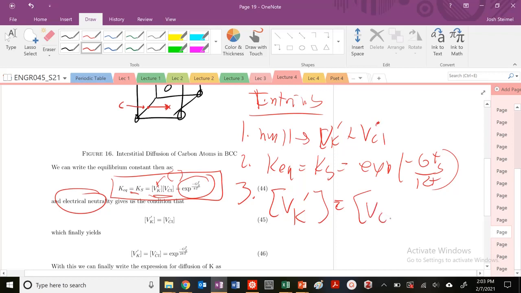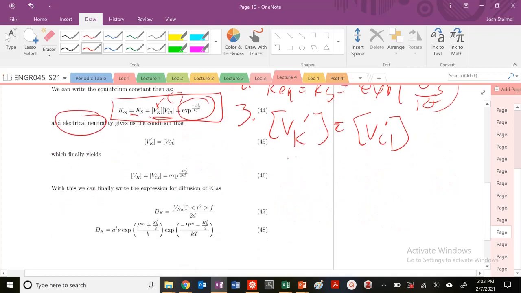We're going to do another example where it's going to be a little bit different, but all this is saying is that to be charge neutral, I can't have this being more than this. Otherwise, I'm going to have a net negative charge. So to be charge neutral, I need these concentrations to be equal. So again, you could then yield the concentration of vacancy as a function of this formation energy as well.